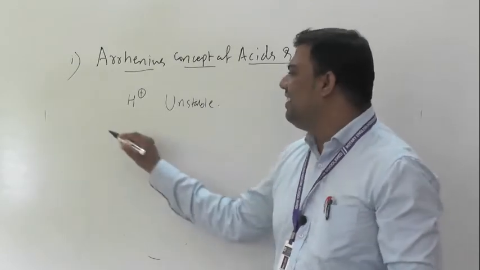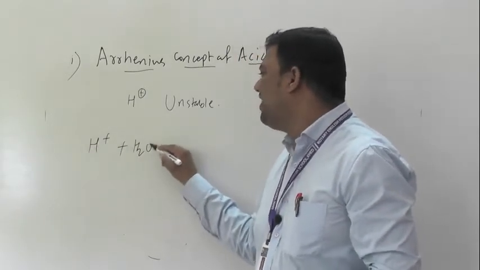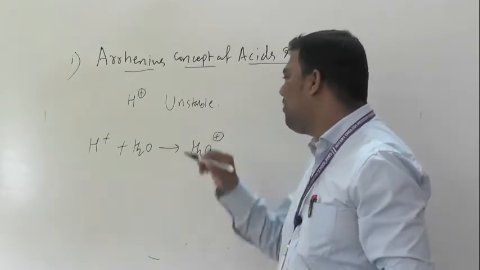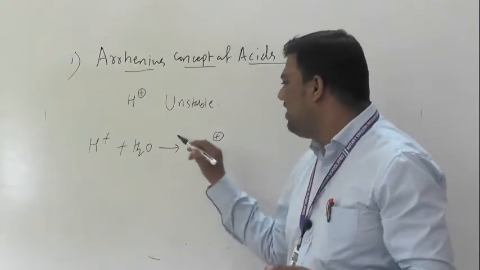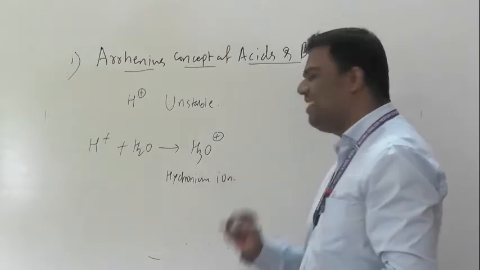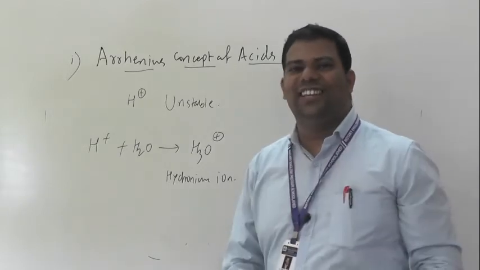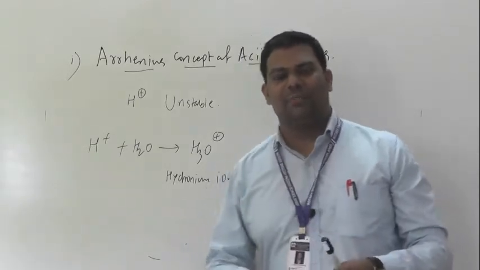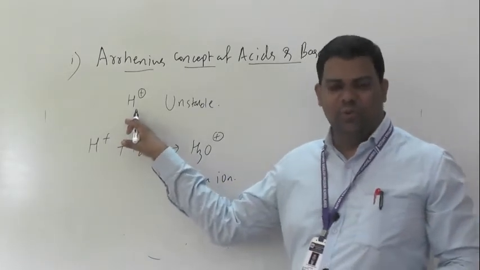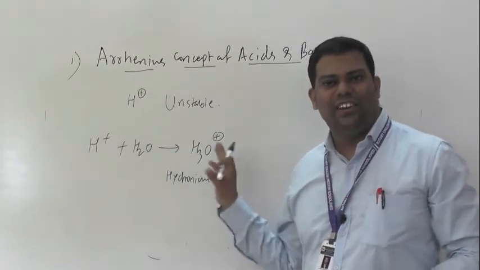So what will happen? This H plus will further react with H2O, and we will get H3O plus. And this H3O plus, we call it hydronium ion. Understood? So it is one of the interesting things here. We are saying H plus is produced in aqueous solution, but this H plus is unstable in aqueous solution. So to attain stability, it will further react with H2O and become stabilized.